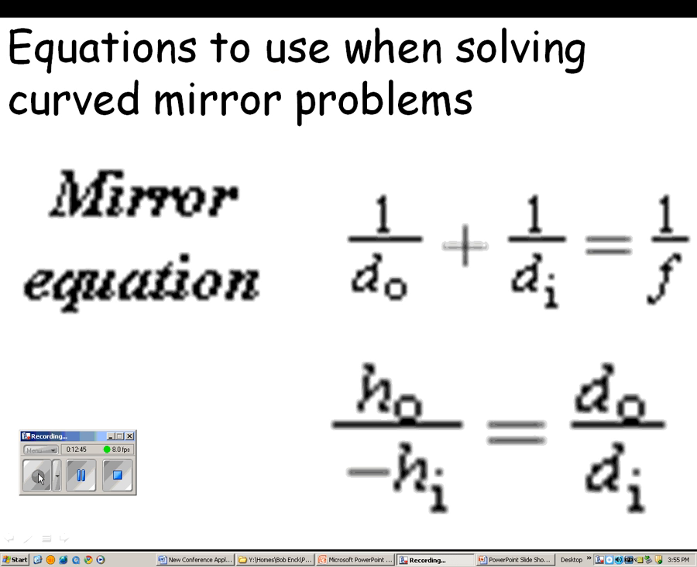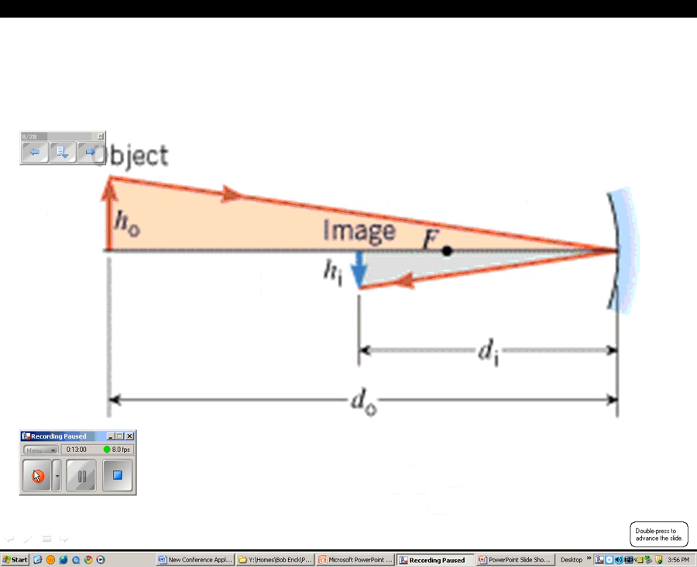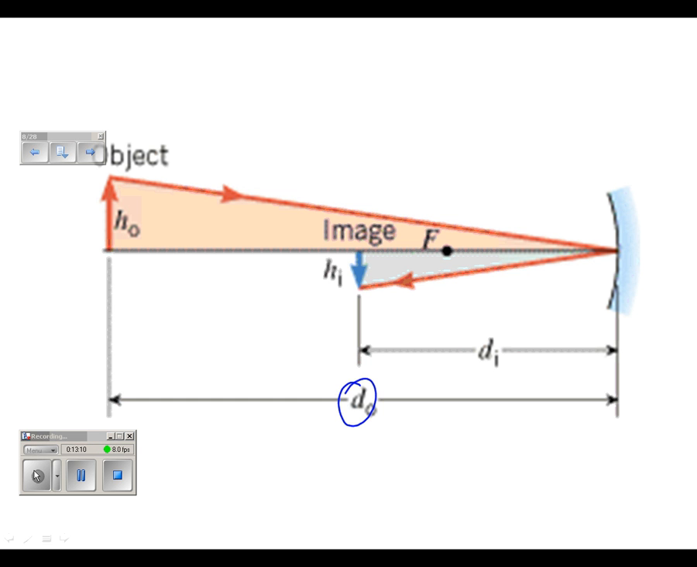Now, instead of drawing ray diagrams, we can use equations as well to find out where our object and image are. 1 over DO plus 1 over DI equals 1 over F is an equation. DO is the object distance, DI is the image distance, and F is the focal length. Looking at this picture, we see that object distance is the distance from the object out to the mirror. That's this right here. Image distance is from the image to the mirror. That's this here.